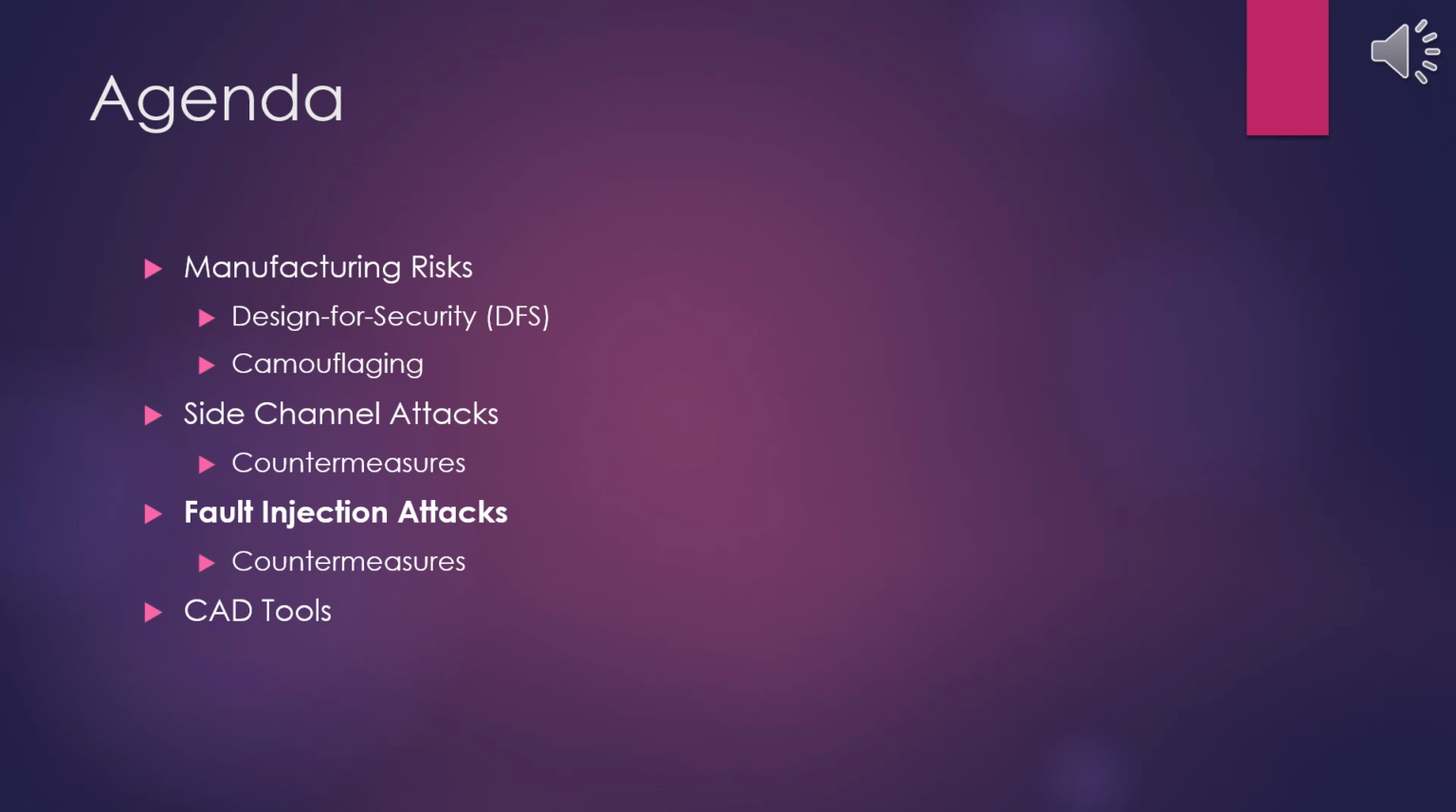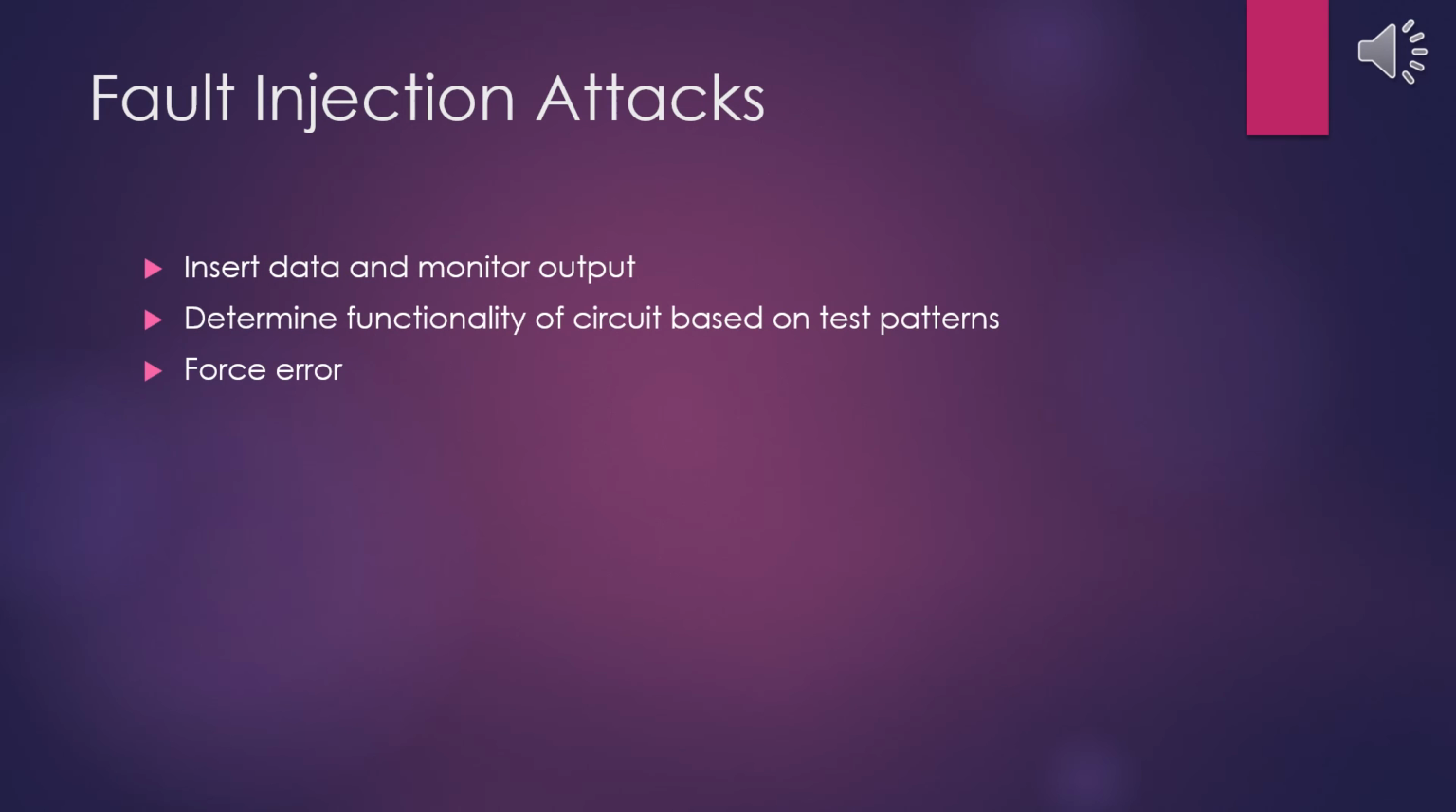Next are fault injection attacks. Fault injection attacks rely on the ability to insert data into the circuit. This data can be used to force errors, which may leak information in the form of power draw or timing violations.